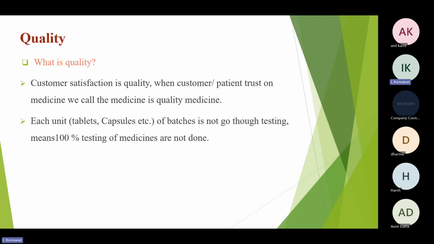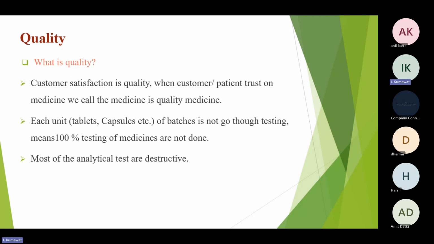Then, as we are discussing pharmaceutical industry equipment validations and qualifications, we'll discuss with respect to tablets and capsules. During the manufacturing of tablets and capsules, we check the quality of the particular tablet or capsule. How do we check? Each unit of a batch does not go through testing, meaning 100% testing of medicines is not done. Why? Because if we do 100% testing, what will we commercialize? Nothing.